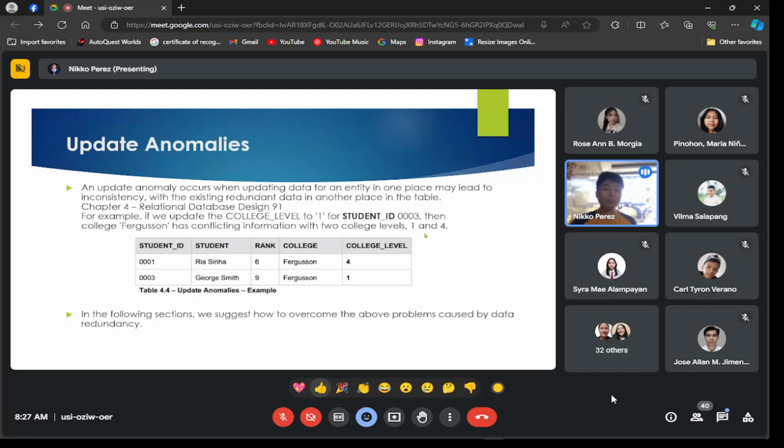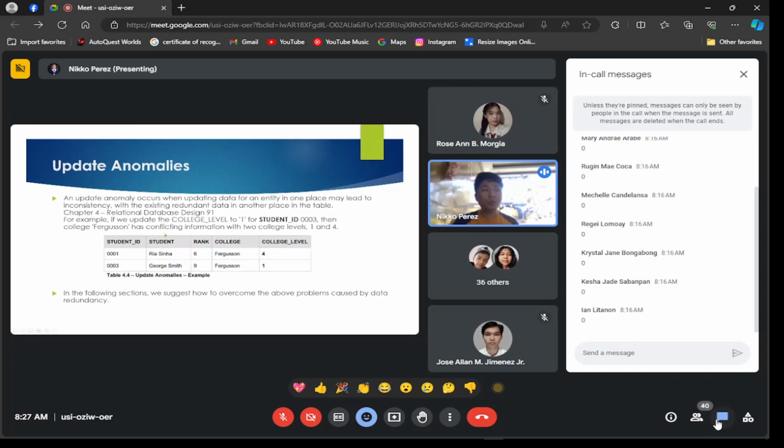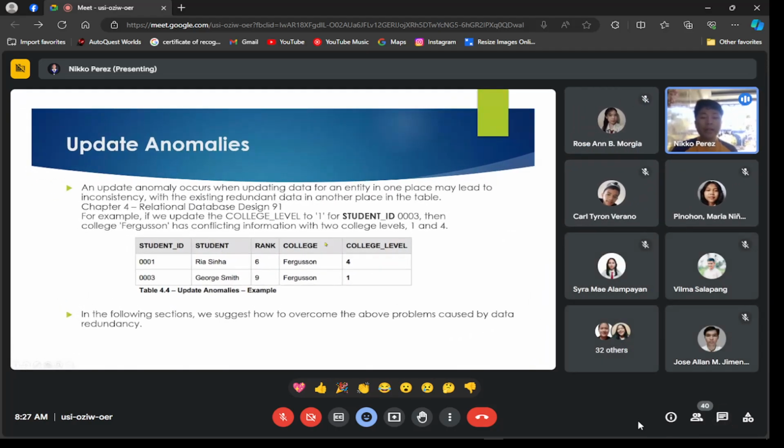Because if we observe our table here, we identify that these two students enrolled in Ferguson. But why is it that Ferguson has two different college levels? Why does Ferguson have different college levels? Because of the update. As mentioned here, for student 003, the college level is updated to 1. So there will be confusion about what the exact college level is.